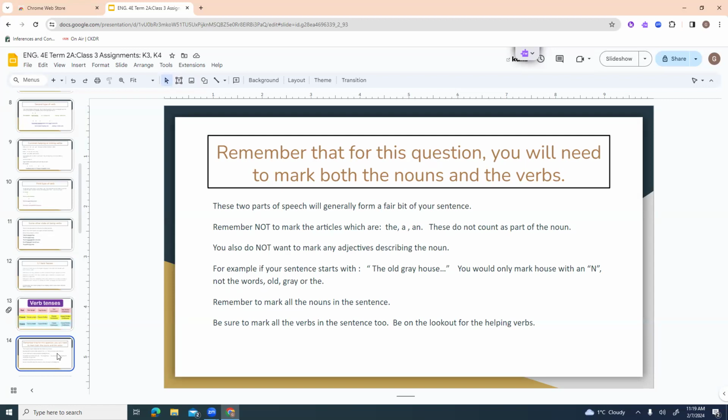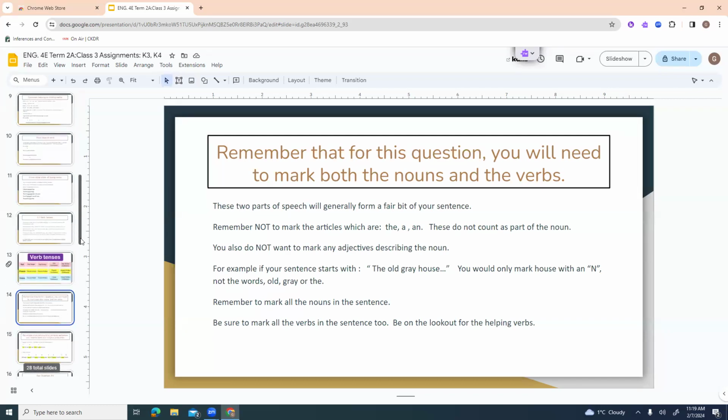So for example, if your sentence starts with the old gray house, you would only mark the word house with an N, not the words old, gray, or the. Remember to mark all the nouns in the sentence, not just the subject, and be sure to mark all the verbs in the sentence. Be on the lookout for the helping verbs that we were discussing earlier. Oh, sorry, my computer froze a second there.